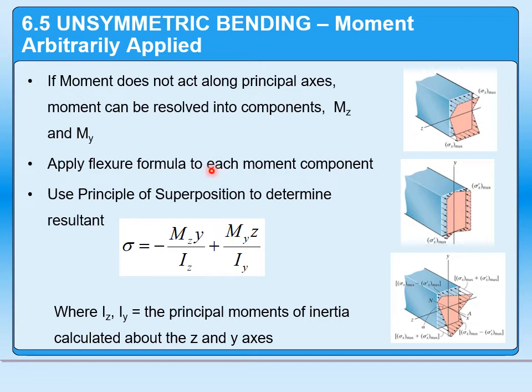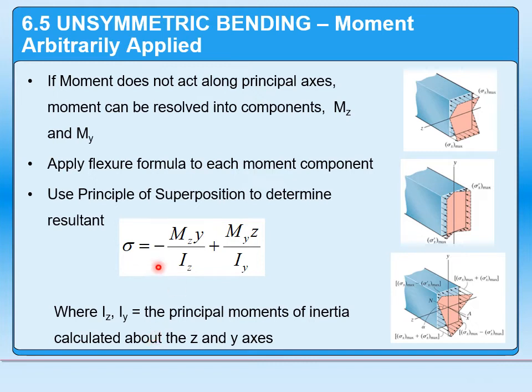Similarly, we can look at M sub y, which is the component about the y-axis. This will also cause a stress distribution where a portion will be in tension and a portion will be in compression. This can be defined using the following flexure formula application: M sub y times z divided by I sub y, where of course I sub y is the moment of inertia about the y-axis.